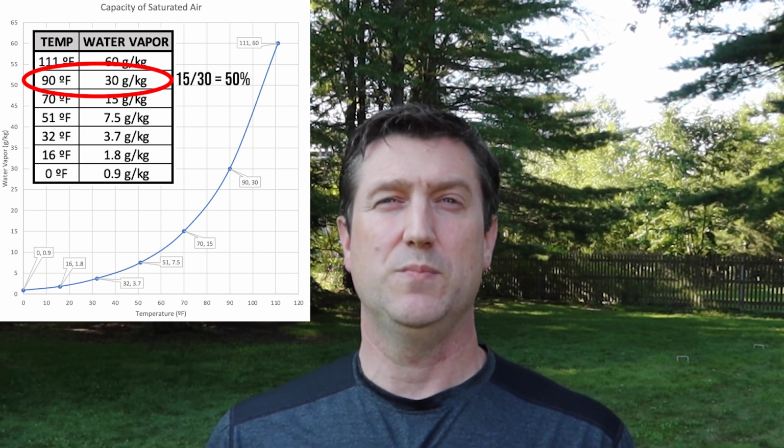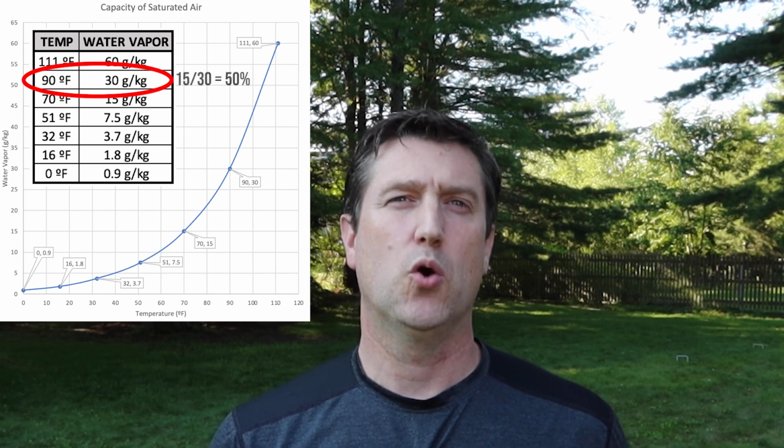Now let's look at the interaction of relative humidity and dew point. If the temperature were 90 degrees and the water vapor in the air was 15 grams per kilogram, we would have 50% relative humidity because it's half the amount of water we can hold in the air at that particular temperature. So likely no worry of condensation or dew. But if we had the same amount of water vapor in the air and instead the temperature was just 70 degrees, we would be at 100% relative humidity, and condensation or dew would definitely begin forming.